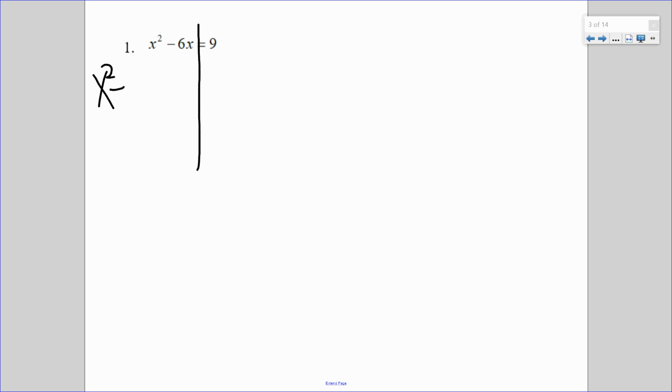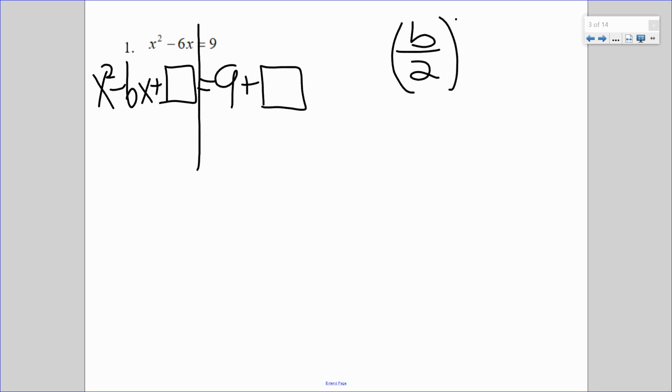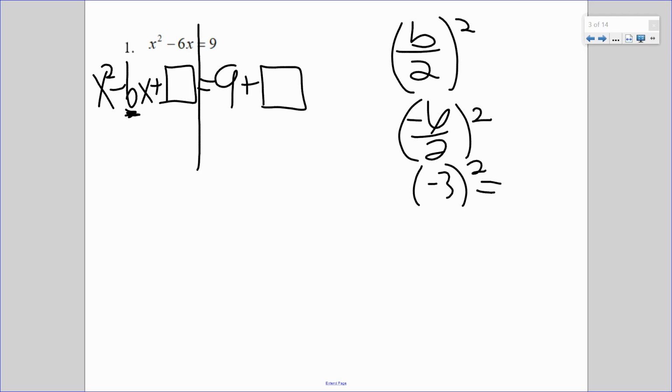So I'm going to add this big blank square to both sides. And to determine what goes inside that square, it's b over 2 squared, where b is the same b as the quadratic formula lesson. It's what's in front of the x. So in this case, it would be negative 6 over 2 squared. Negative 6 over 2 is negative 3 squared, which is 9. That's step one.